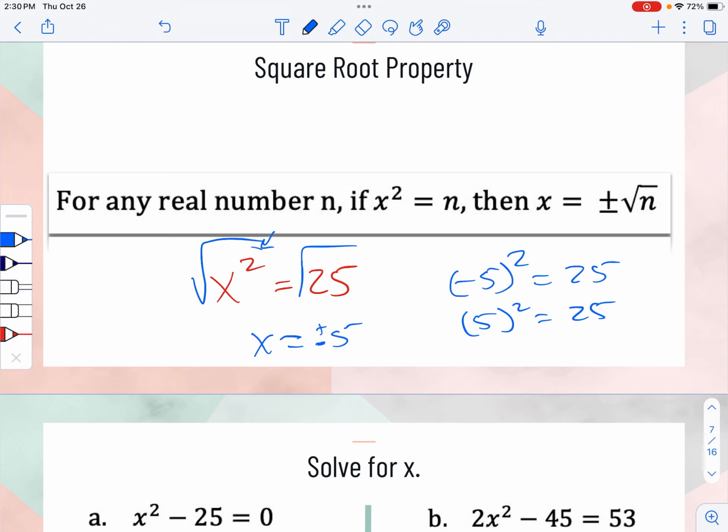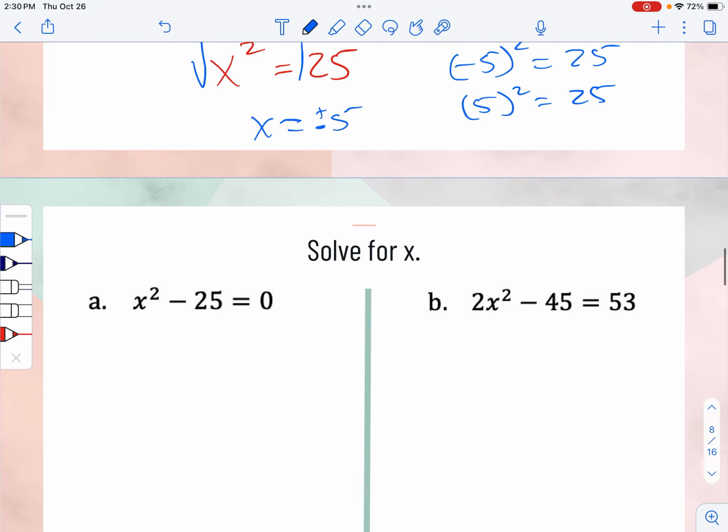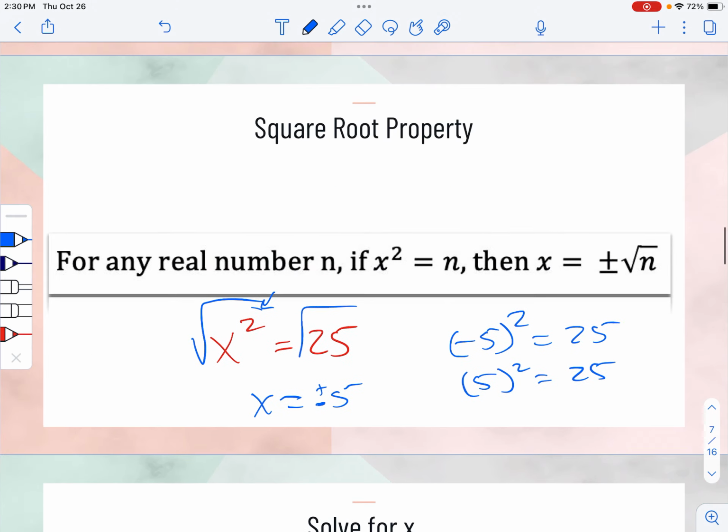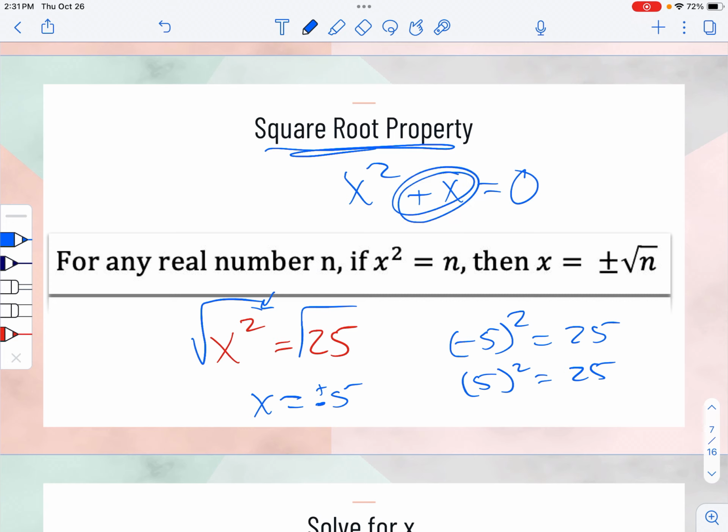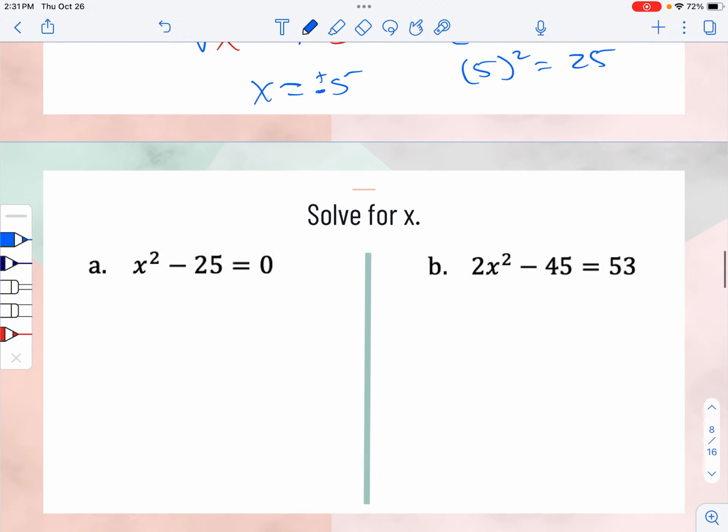So when you do this, take the square root of a square, it's always plus or minus on the other side. Okay? So solve this using the square root property. Now this only works when you have an x squared and not an x. Because if I had an x here, equals, I don't even care, 0, I can't use the square root property because I can't deal with the x, because I can't take the square root of x and have it come out. So it's only when you're dealing with just an x squared in your equation.